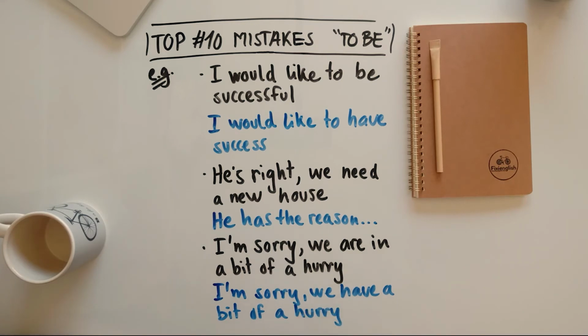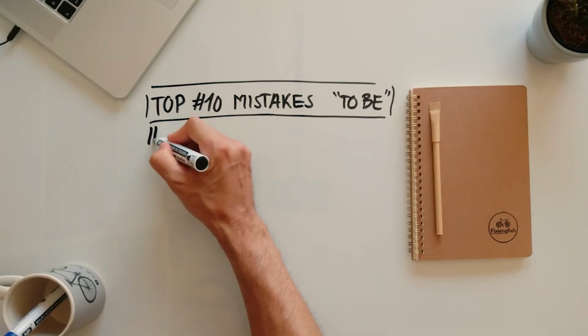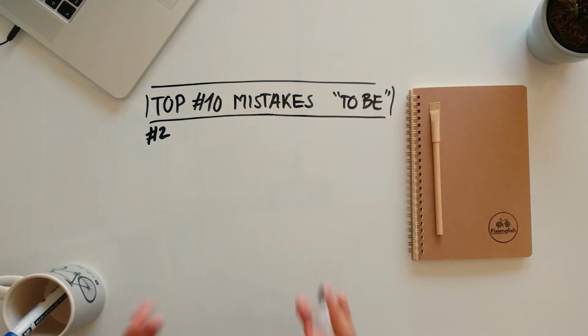Well, for instance, you could say I would like to be successful. You would never say in English, I would like to have success. This would be wrong. Another sentence could be, he's right, we need a new house. We would never say, he has the reason we need a new house. And lastly, another example could be, I'm sorry, we are in a bit of a hurry. We would never say this saying, I'm sorry, we have a bit of a hurry. This would be wrong.